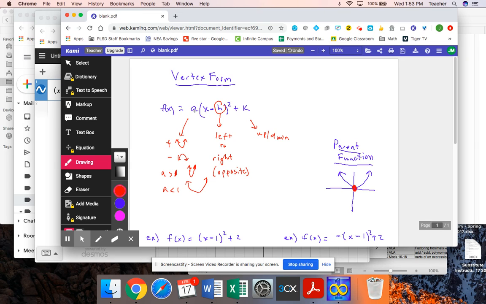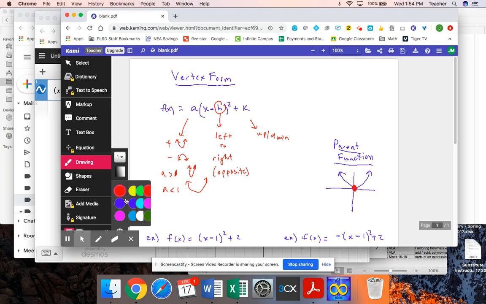I mentioned before that a, if it's positive, then it looks like the regular smiley face, the regular parabola, the upside, the correct version of the parabola. If a is negative, then it's flipped, and it's a downward facing parabola, downward facing u.